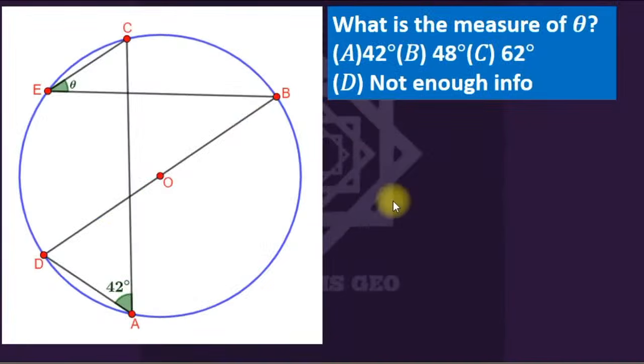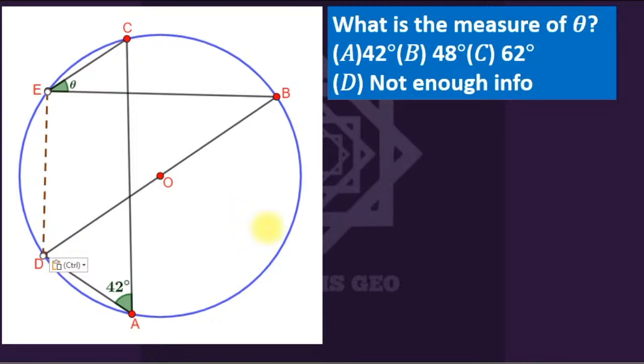So what was the measure of theta? That's what I'm asked to find, but I'm given 42 degrees. So how do I relate 42 degrees and theta? The best way, since I'm seeing the diameter running from D to B, and also I'm seeing this line, if I add an auxiliary line, it will make my solution easier. So let me add an auxiliary line running from E to D. You see that the equation is solved.